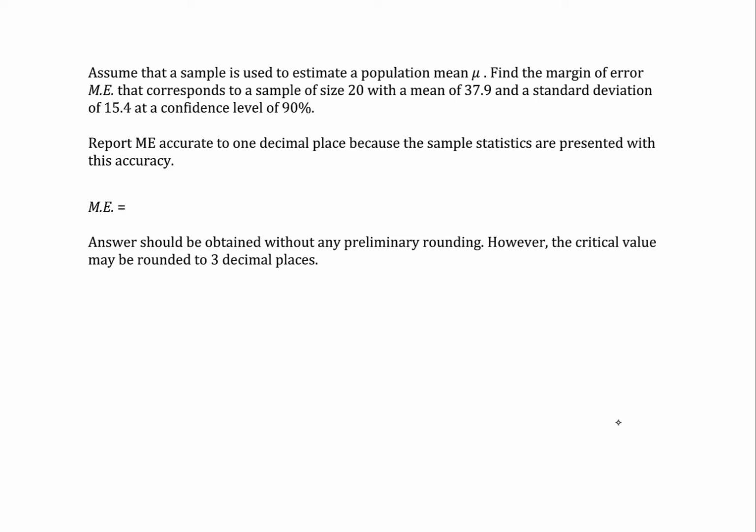Assume that a sample is used to estimate a population mean mu. Find the margin of error that corresponds to a sample size of 20 with a mean of 37.9 and a standard deviation of 15.4 at a confidence level of 90%. Report the margin of error accurate to 1 decimal place because the sample statistics are presented with this accuracy. The answer should be obtained without any preliminary rounding. However, the critical value may be rounded to 3 decimal places.